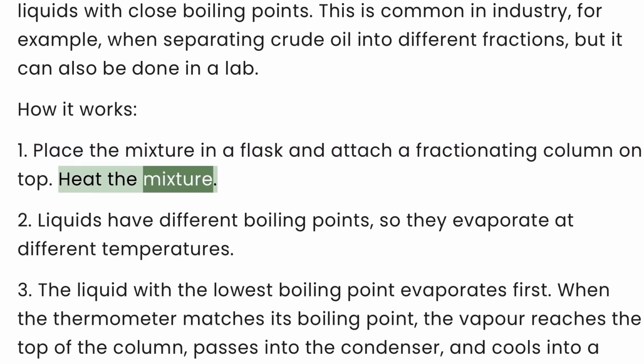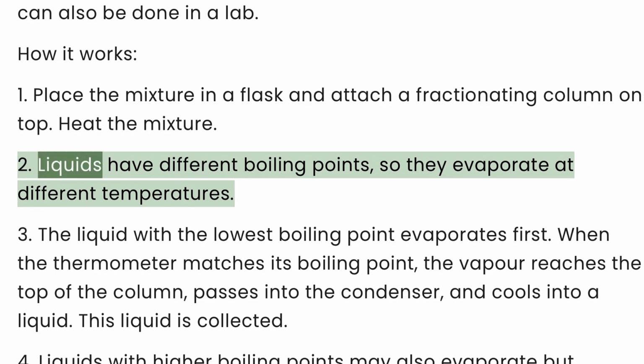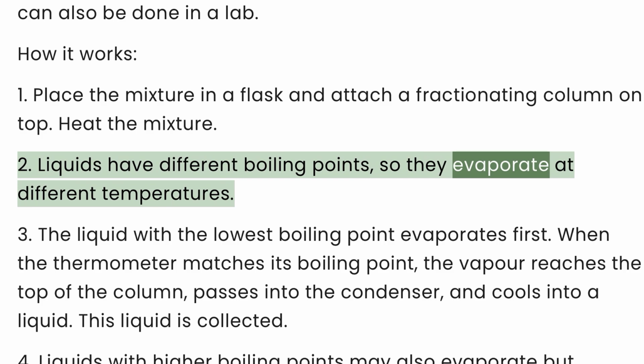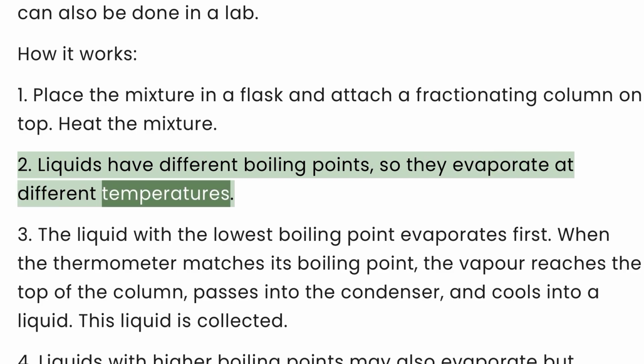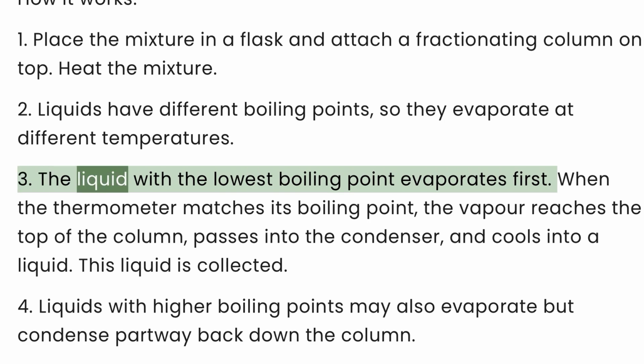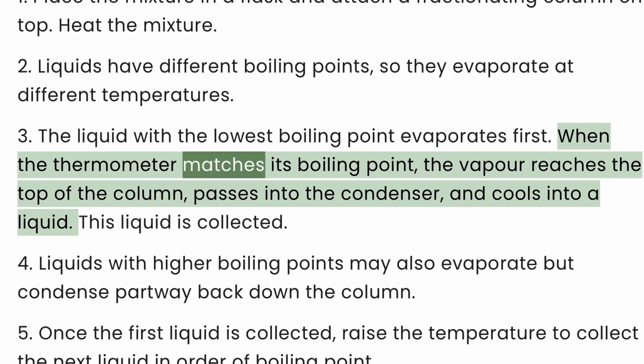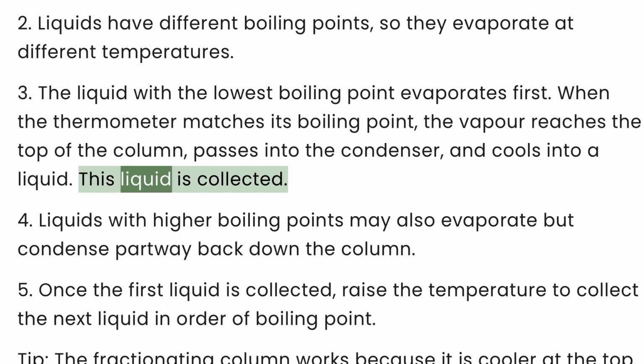Heat the mixture. 2. Liquids have different boiling points, so they evaporate at different temperatures. 3. The liquid with the lowest boiling point evaporates first. When the thermometer matches its boiling point, the vapor reaches the top of the column, passes into the condenser, and cools into a liquid. This liquid is collected.